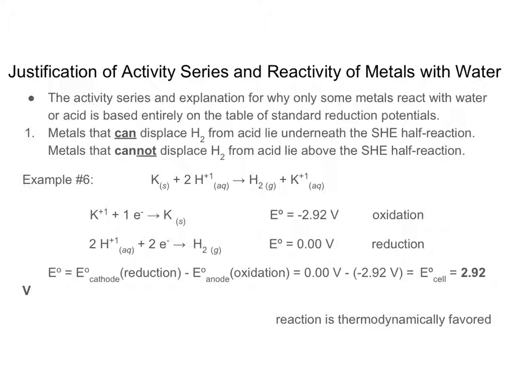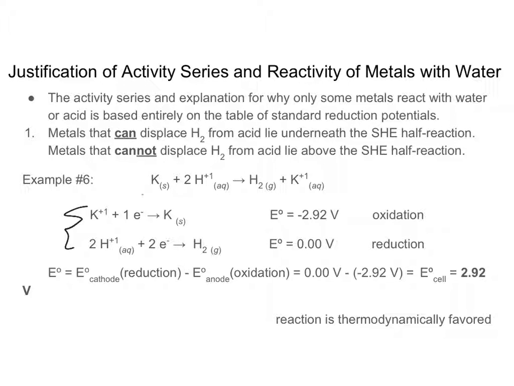Now, example number 1 says metals that can displace H2 from an acid lie under the standard hydrogen electron cell potential half reaction, and metals that cannot displace lie above. So, the example that you're given here, and I'm going to make a very, very large point that what is written right here is subtly different than what's in your notes. Okay, do you see that? I'm going to try to explain why, so please hang on and pay attention.